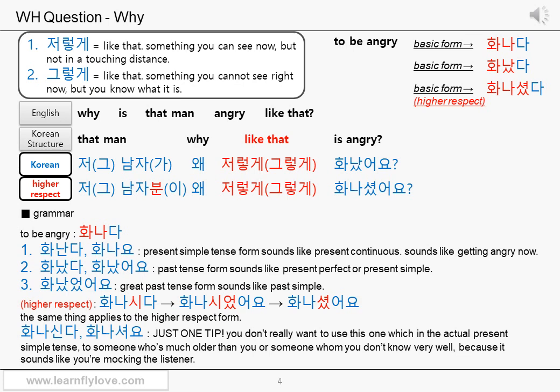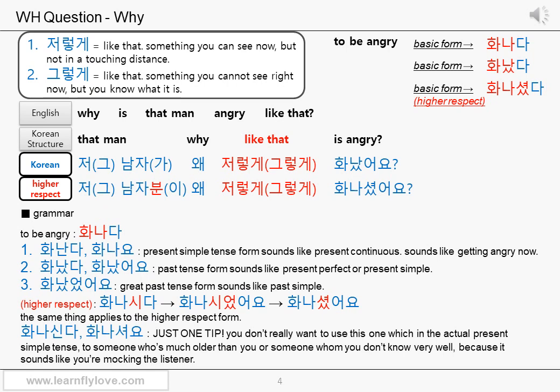Anyway, in order to mean someone is angry, you need to turn 화나셔요 into the past form. Therefore, we need to add 어요 to 화나시. 화나시어요. But again, 시 and 어 sound are supposed to combine. Therefore, it becomes 화나셨어요. 화나셨어요. And it actually means present simple tense.